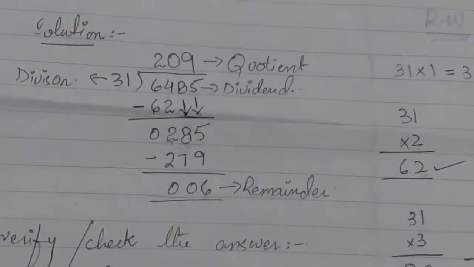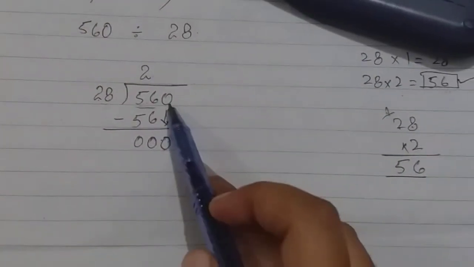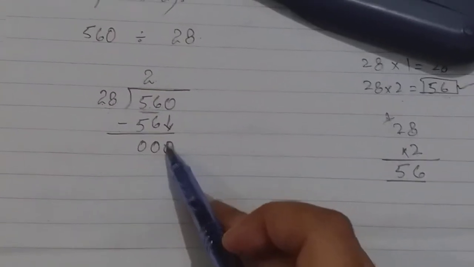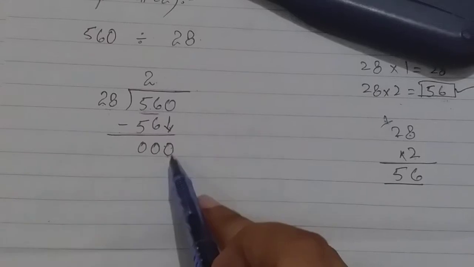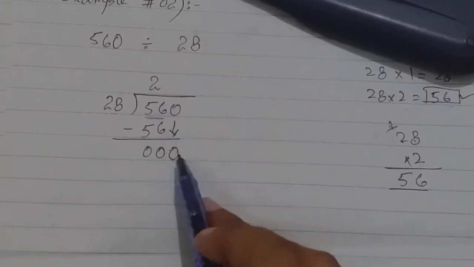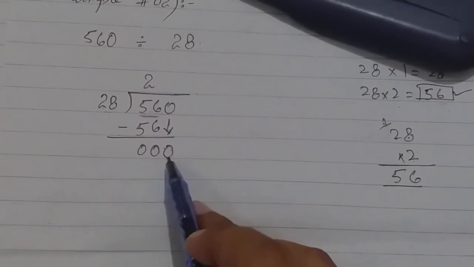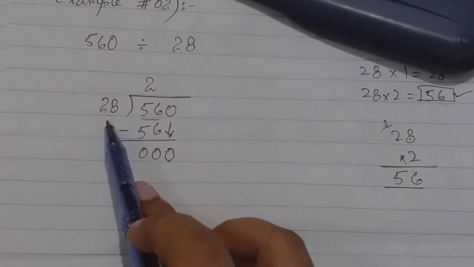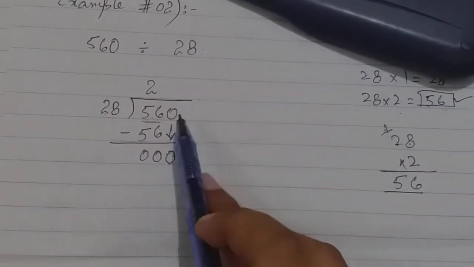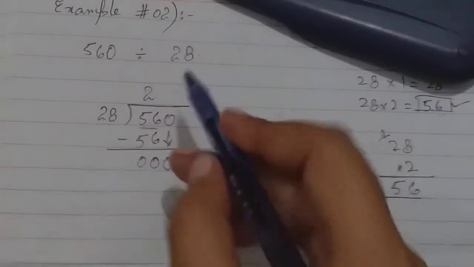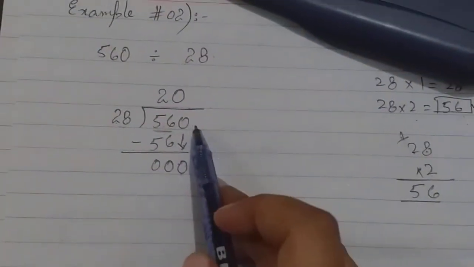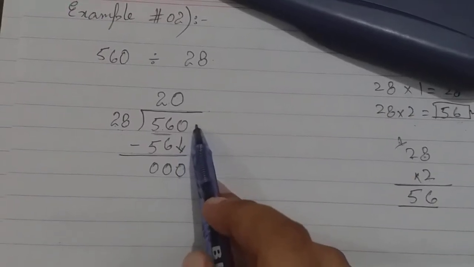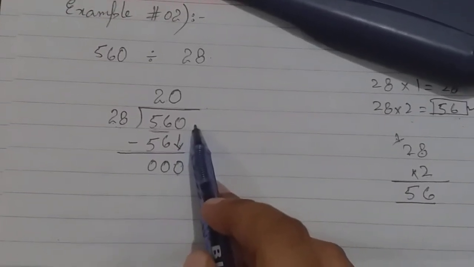Similarly in the second example, as we bring down 0, 0 is less than 28. We cannot move towards step number 2, because after bringing down, this number should be greater than the divisor to move towards step number 2. So in this situation, we will put the 0 in the quotient. Now we don't have any other digit in the dividend.